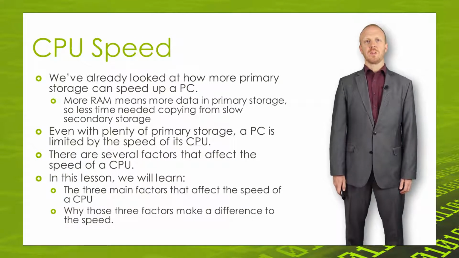Last lesson, we looked at how adding more RAM to a computer can speed it up. It means there's less access to secondary storage, which is the slowest thing a computer does. But even with plenty of primary storage, a PC is still limited by the speed of its CPU. There are several factors that affect the speed of the CPU. In this lesson, we're going to learn the 3 main factors that affect the speed and why those 3 factors make a difference.